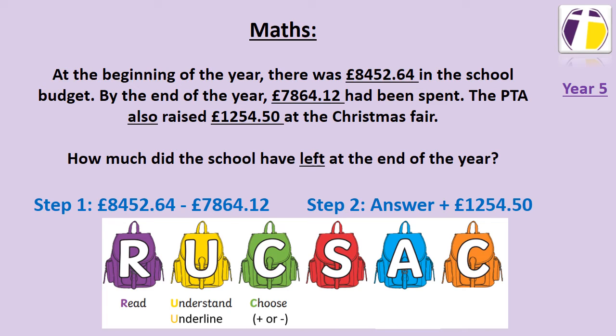The first thing that I think I need to do is I need to take £7,864.12 away from £8,452.64. When I have completed step 1, I can then use that answer and add the extra money that the PTA raised in the Christmas fair. This should give me my final answer.